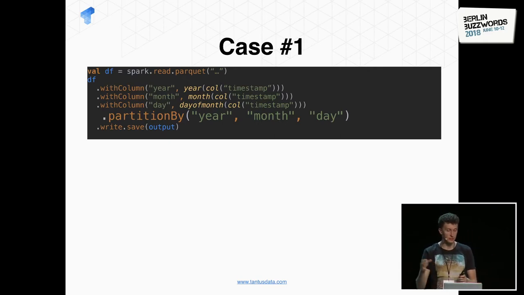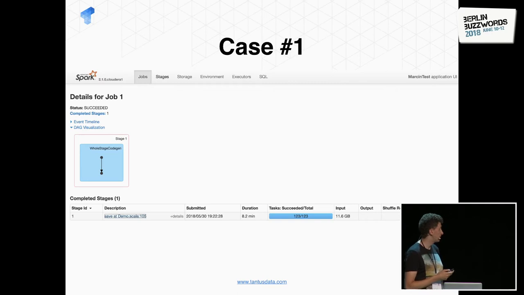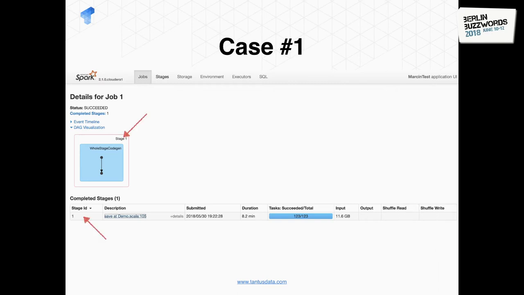You're partitioning it here by day, month, and year. And in many cases, it works. But I'll show you an example where it does not. So you run a program like this. Then you go to Spark UI. You can see that there is only one stage going on.